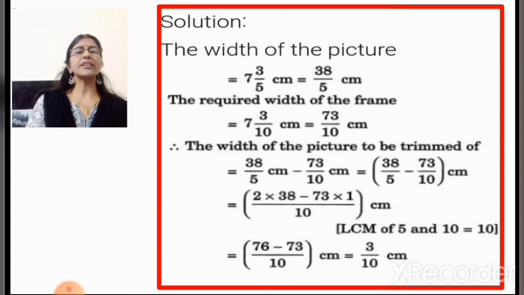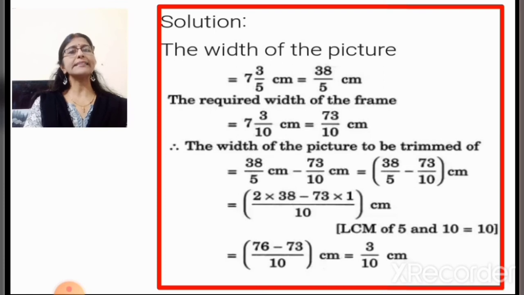Now in the next fraction you can see 10 is there in the denominator. So 10 ones are 10. So 73 also will be multiplied by 1. Now next step, 2 multiplied by 38 is 76, minus 73 into 1 is 73. So 76 minus 73 is 3/10 centimeter. So this much width of the picture has to be trimmed to fit in the frame.